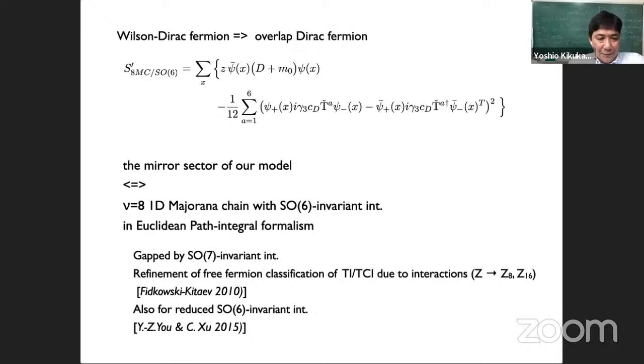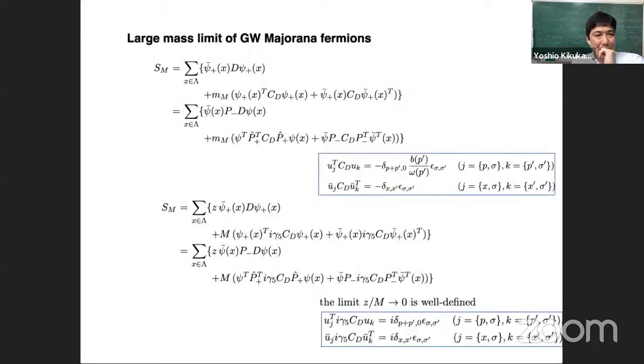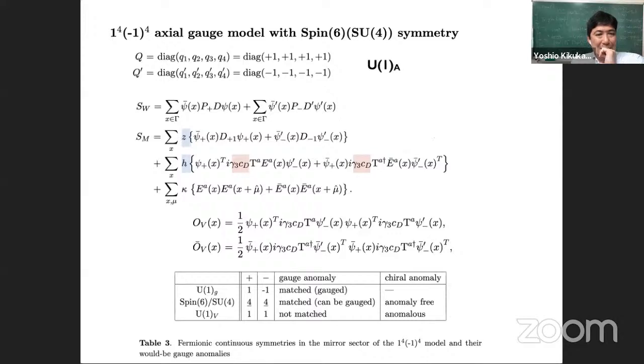And as Fidkowski and Kitaev, and Yao and Ku, proved, even when the symmetry is reduced to SO(6), this system can be gapped even if the bare mass goes to zero. So from this result, even though our model is formulated in the Euclidean path integral formalism, we may expect that in a certain limit, this system is gapped completely. So this is our expectation, and this is why we adopt this type of fermion system. We can expect that the mirror fermion sector is actually gapped by this interaction. Do you have any question about this point?